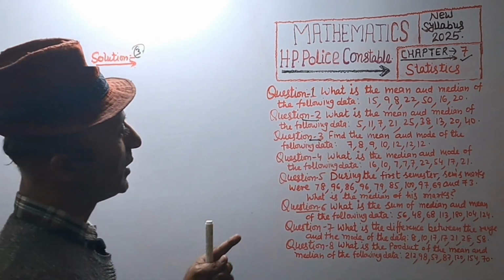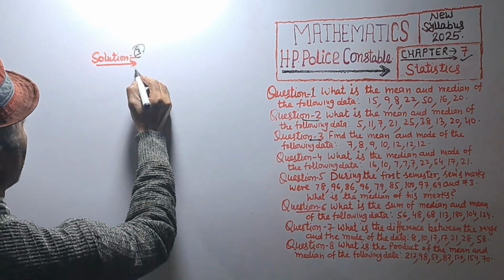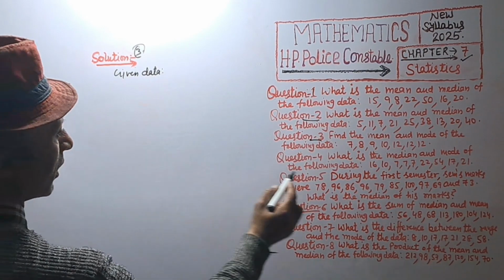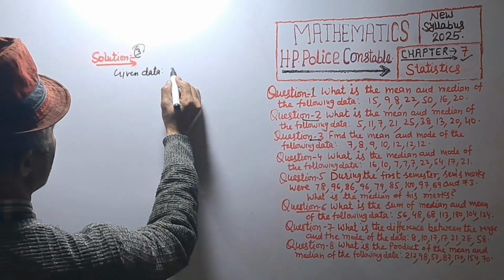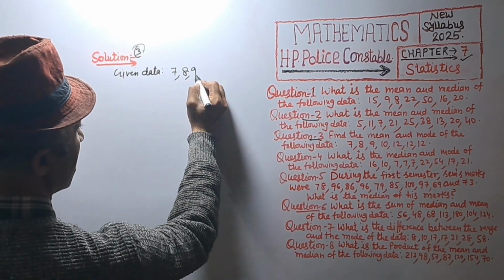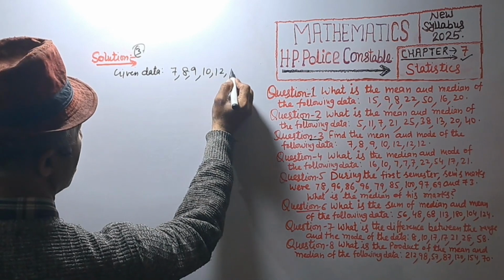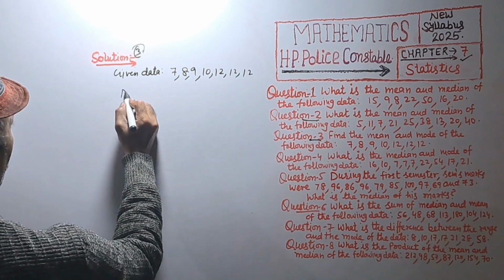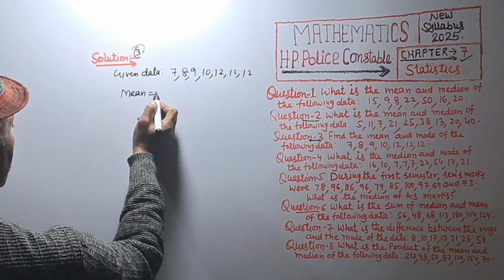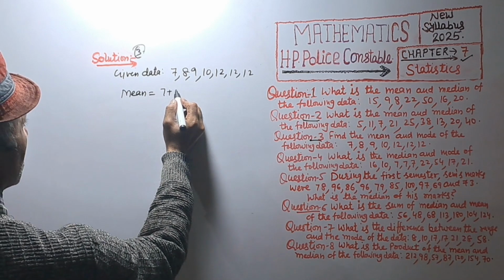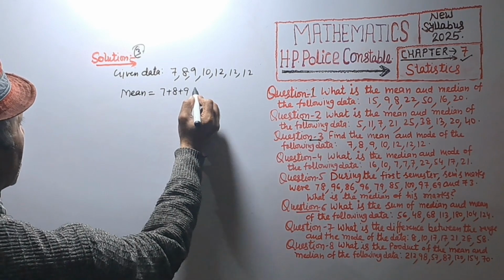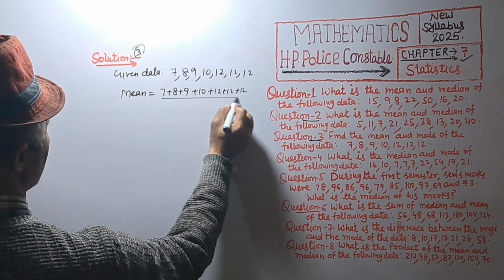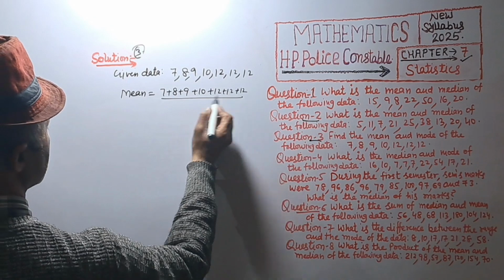Question number 3. Find the mean and mode of the following data. Given data: 7, 8, 9, 10, 12, 12 and 12, 3 times 12. First we find the mean. Mean is the sum of all numbers, 7 plus 8 plus 9 plus 10 plus 12 plus 12 plus 12, divided by 1, 2, 3, 4, 5, 6, 7.